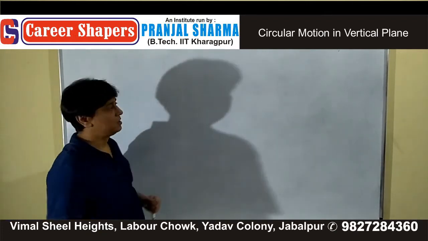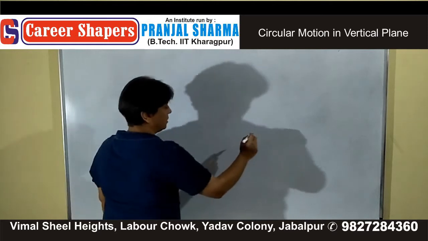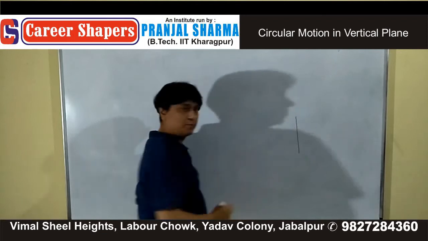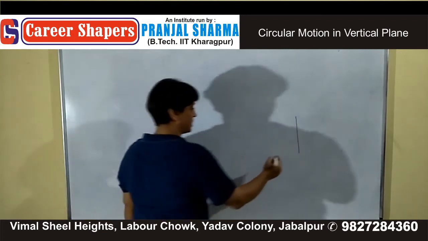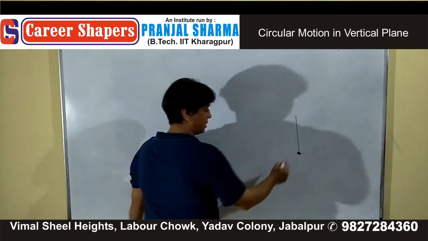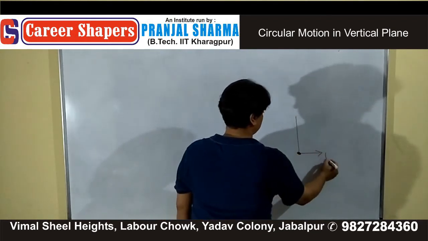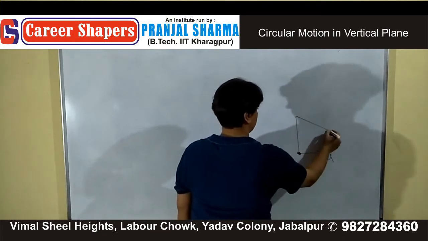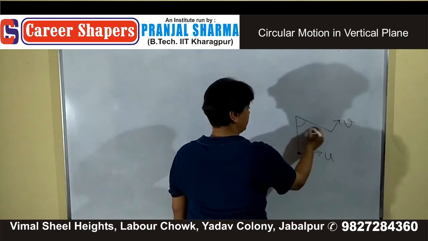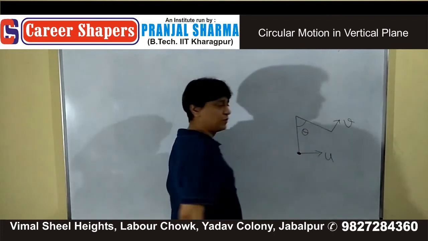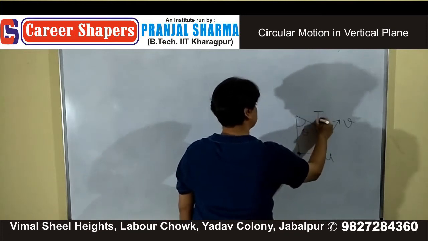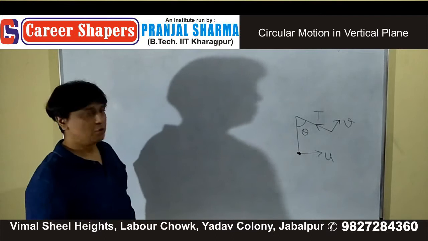Now look at this part. So far we did vertical circular motion with the help of a rope. When you have the rope and you throw it with u, after an angular displacement of theta, its velocity becomes v, tension force is T, and we know all these things.